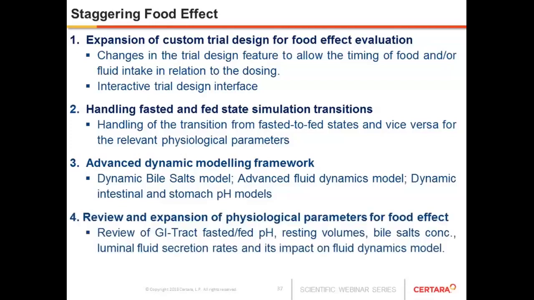The final aspect: the whole project was not just about the modeling, but the team also took extensive literature analysis to build up the parameters within these dynamic models. So as a part of version 18, we reviewed and expanded the physiological parameters in order to handle the staggering food effects project, which was a part of version 18.